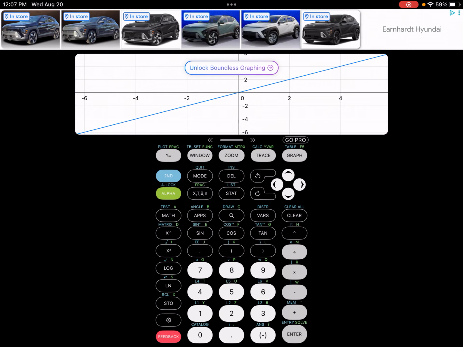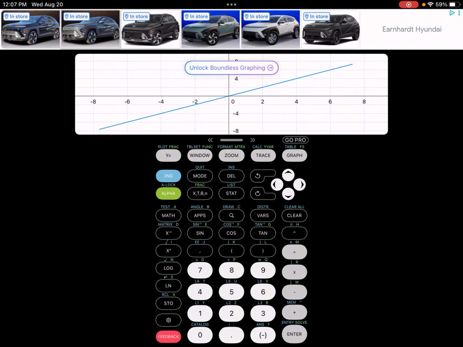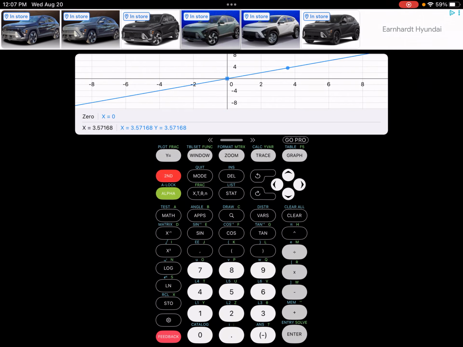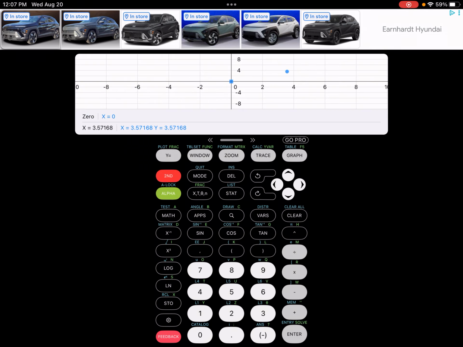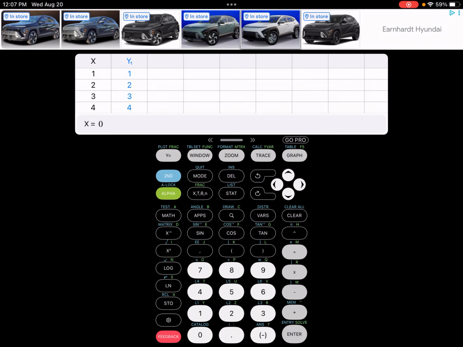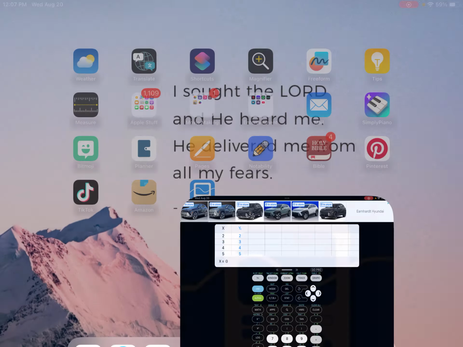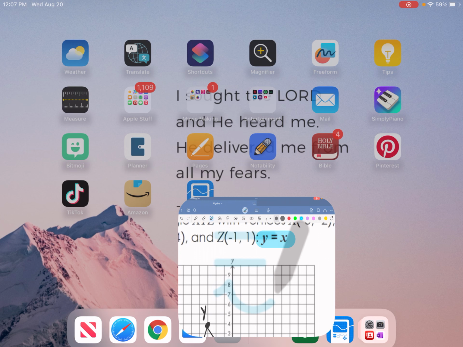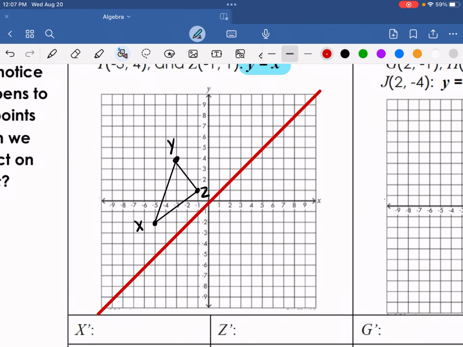Mine might look a little bit weird, but you can go to the table, and it tells you the points of the line, so then you can draw it. It's (0, 0), (1, 1), (2, 2), (3, 3). They're the same number for both. So that is the line that we are reflecting it over, this diagonal. There you go.